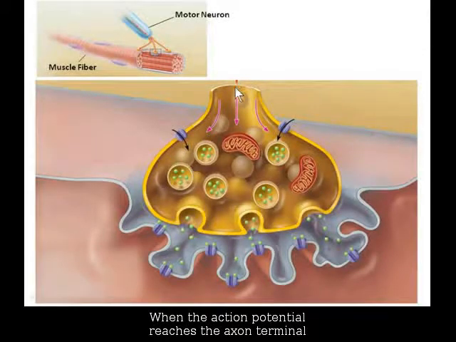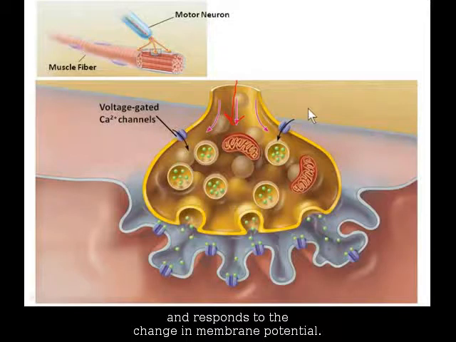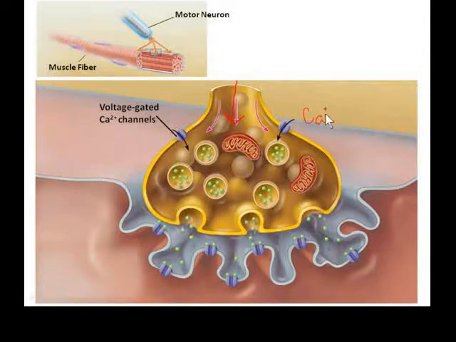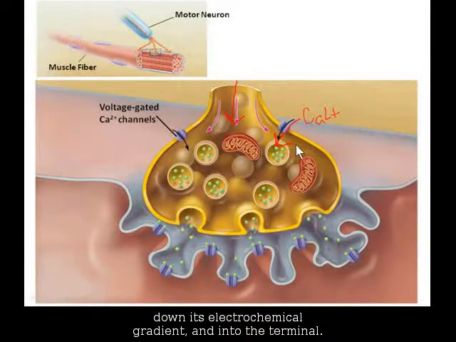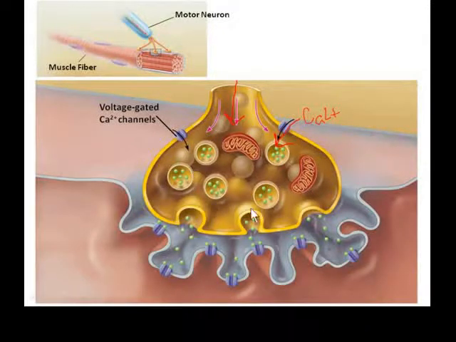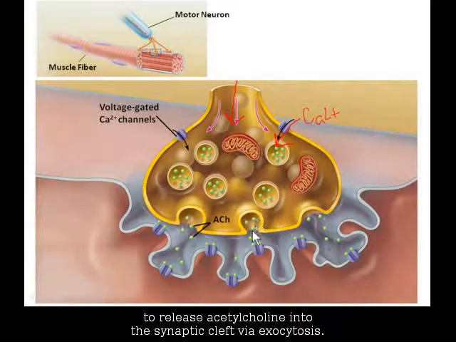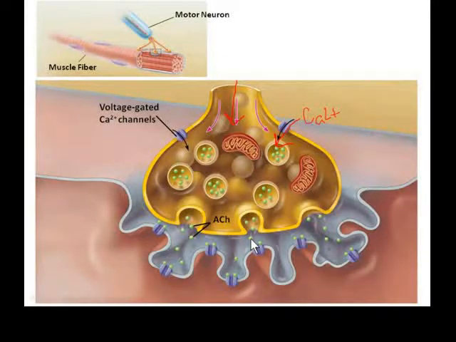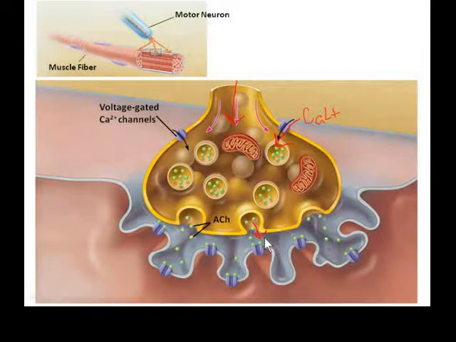When the action potential reaches the axon terminal, it causes voltage-gated calcium channels to open in response to the change in membrane potential. Calcium rushes through these open channels, down its electrochemical gradient, and into the terminal. The increased calcium concentration causes synaptic vesicles to release acetylcholine into the synaptic cleft via exocytosis. Acetylcholine then rapidly diffuses across the synaptic cleft.